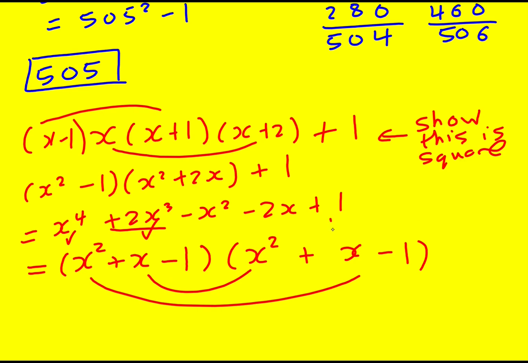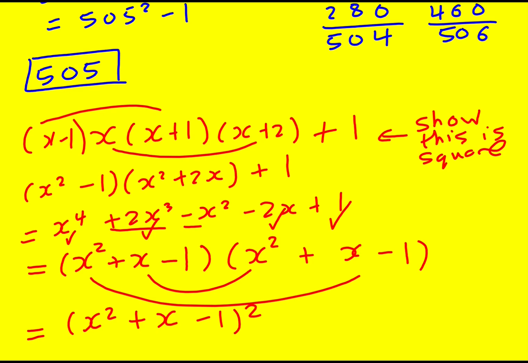I'll get my plus 1. I'm going to get minus 2x. I want to do minus 1 times x and minus 1 times x. The minus x squared, well, I'm going to get minus x squared by doing x squared times minus 1, and the other x squared times minus 1, but then I do x times x. So yeah, that's all going to work out. So that is necessarily going to be x squared plus x minus 1, all squared. And that is a proof that any four consecutive whole numbers multiplied together, plus 1, will give a square number.